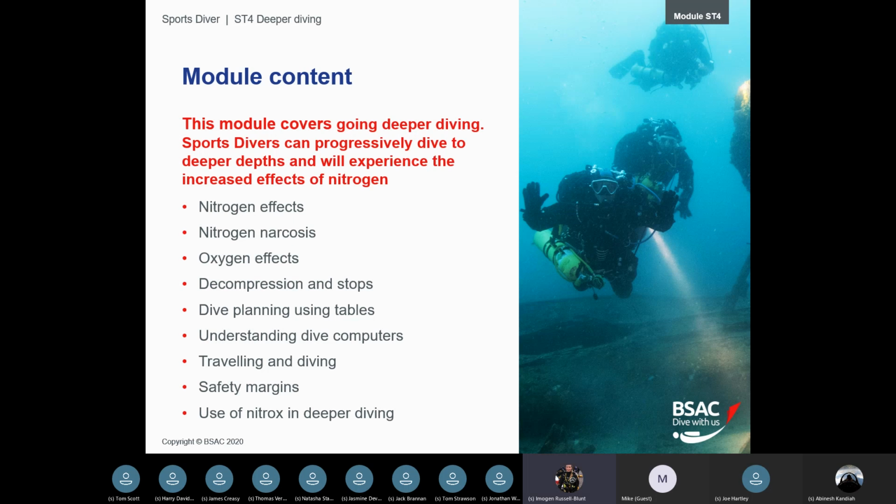So as a sports diver, you then qualify to dive to 35 meters with your depth progression, and you really start to take into account nitrogen now and the effects of that. So the nitrogen effects, nitrogen narcosis is something we're going to look at, what effect oxygen can have on you. The fact that now we're going into decompression diving and decompression stops, it's not just straight up to the surface anymore. Dive planning using tables.